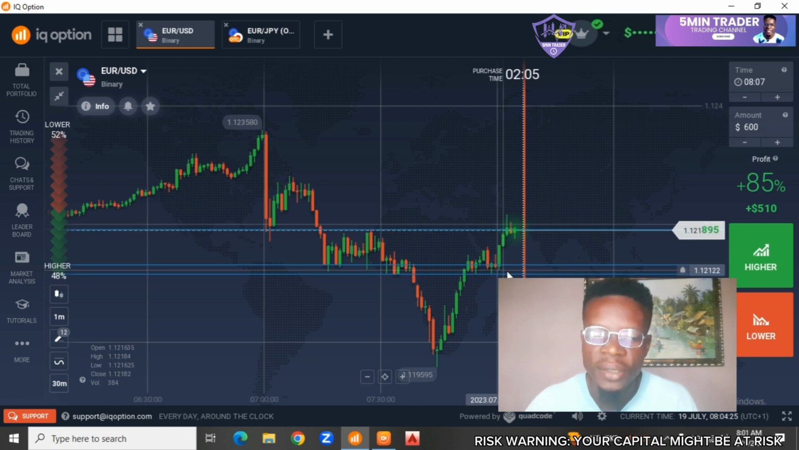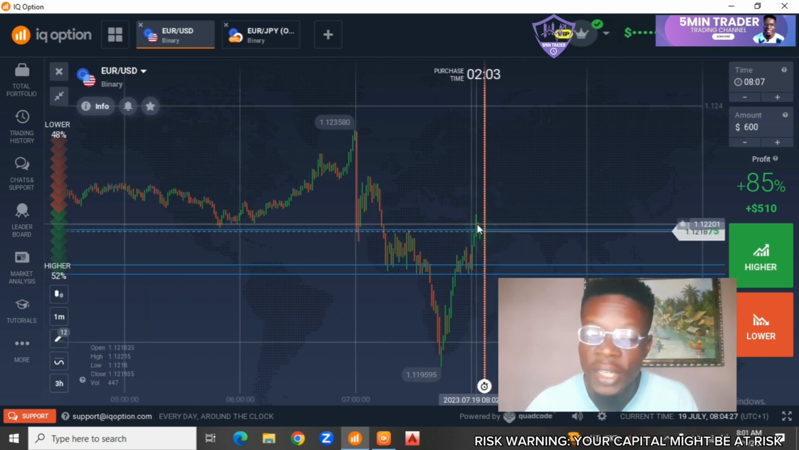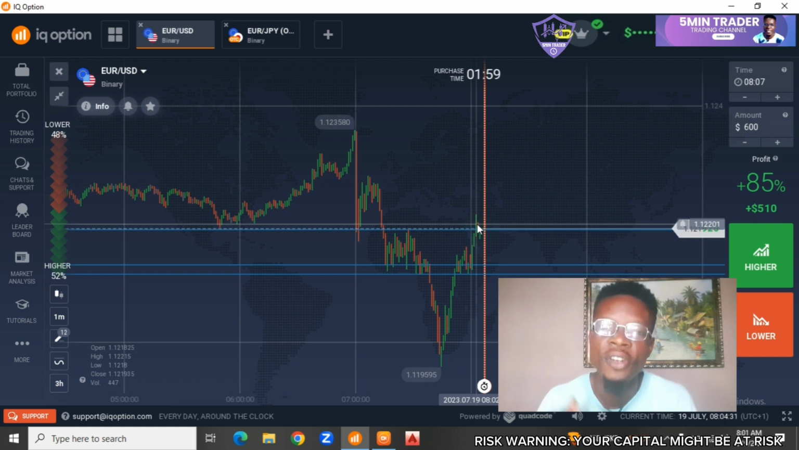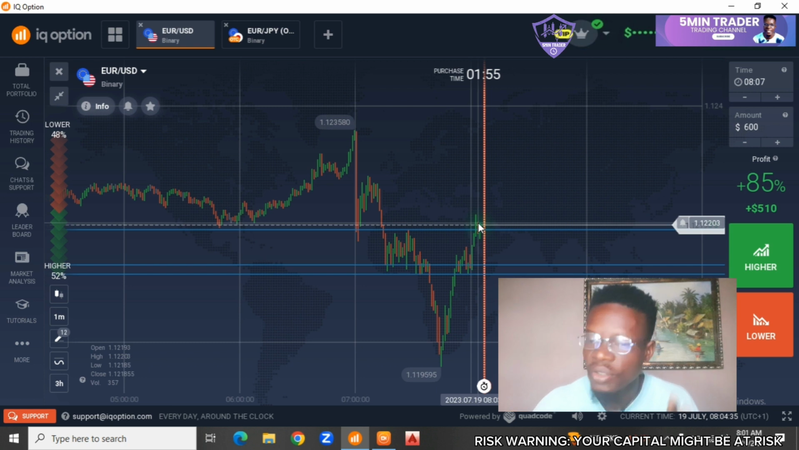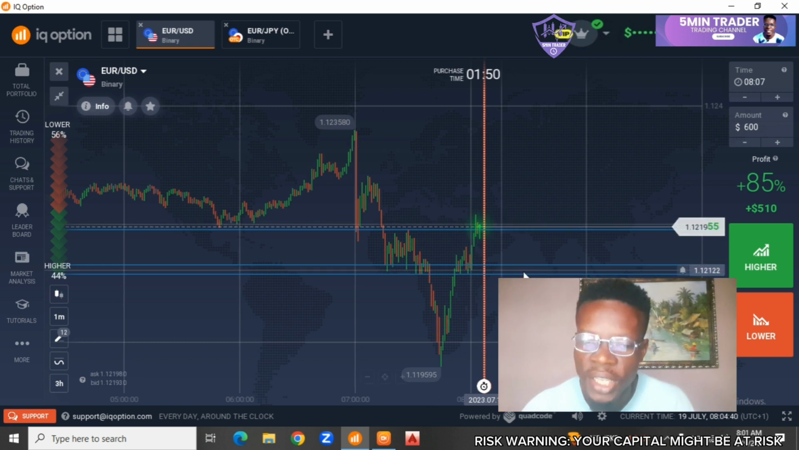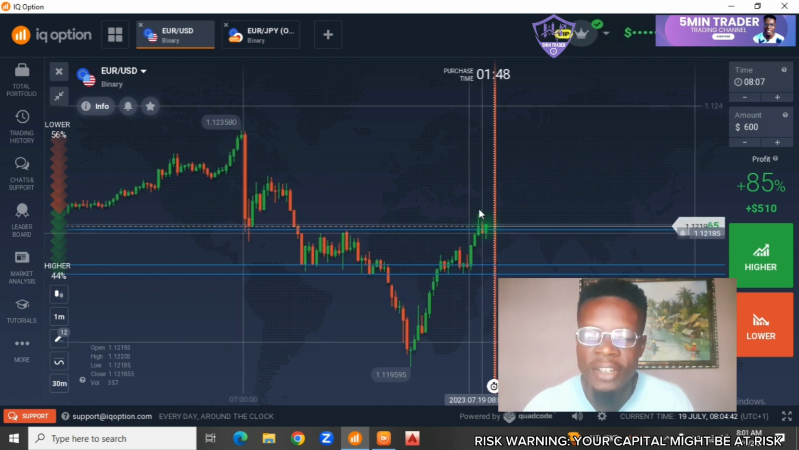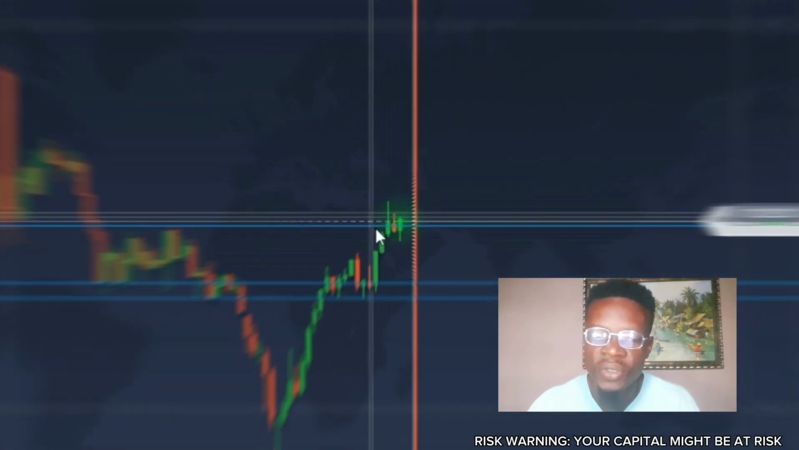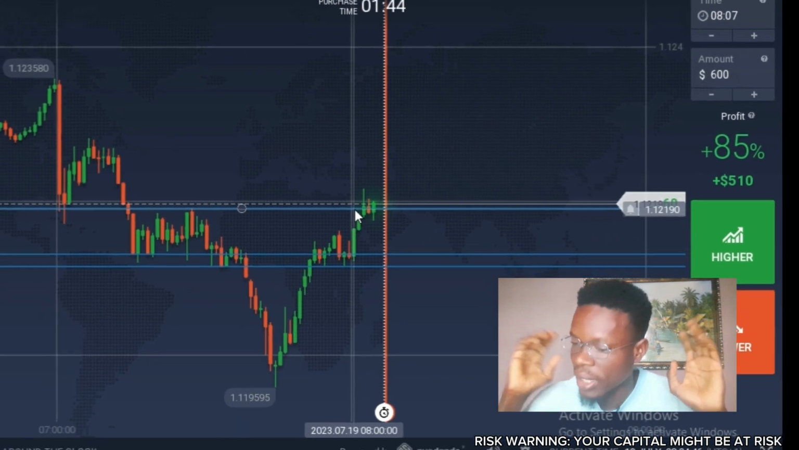So we cannot trust any of these resistance levels anymore, because when the price is going in favor of the buyers, we can only trust the support levels. We trust resistance levels when the price is in favor of the sellers. So we cannot trust any of this resistance level. We cannot place a sell trade around any of this resistance level, because it is no longer safe.